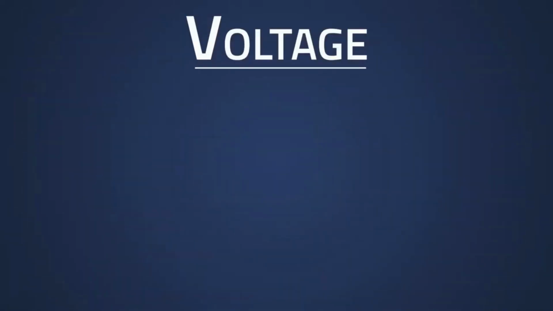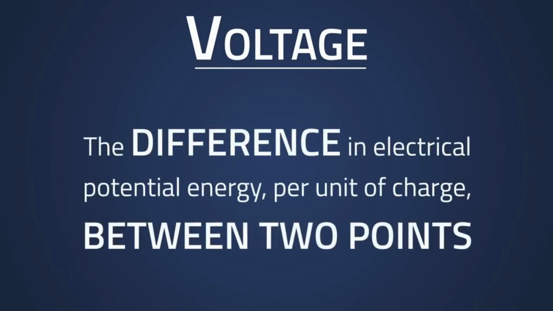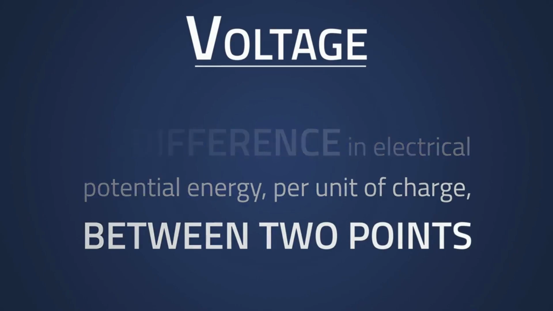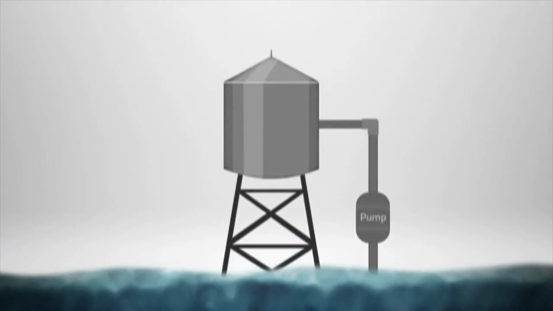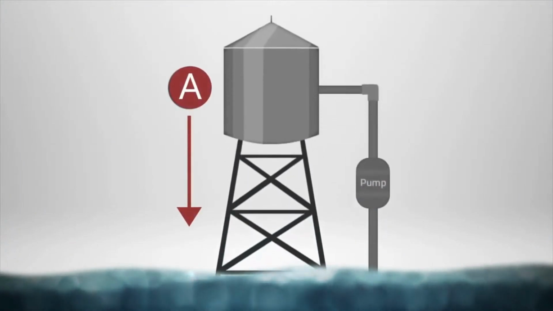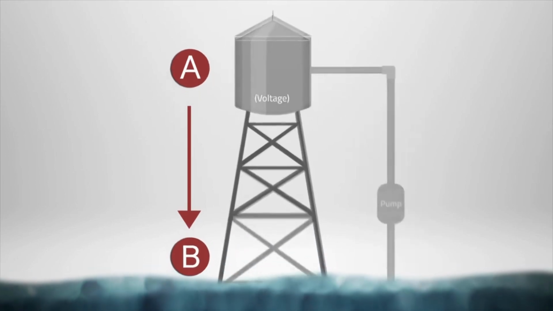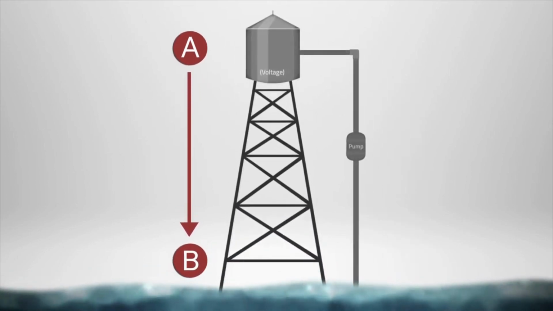Now, in the original definition, we also said that the voltage was the difference in electrical potential energy per unit of charge between 2 points. So back in the example, when we were talking about the potential energy, what we're really referencing is the force of gravity pulling the water from point A to point B. The potential energy, which again can be thought of as voltage, would rise if we increase the difference between the 2 points. Voltage is always in reference to a difference between 2 points.